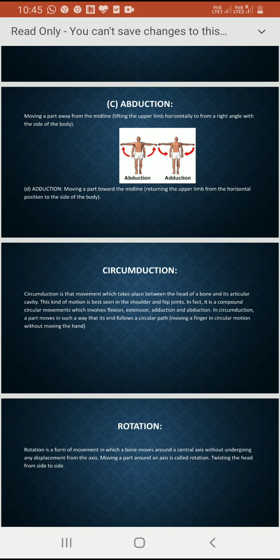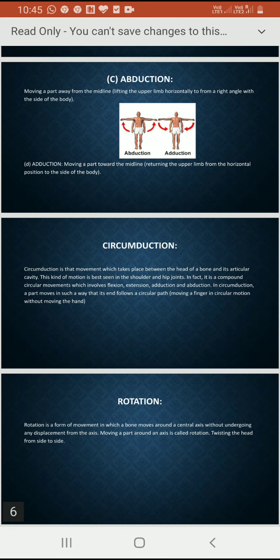Now we have to talk about rotation. Rotation is a form of movement in which a bone moves around a central axis without undergoing any displacement from the axis. So moving a part around an axis is called rotation. The part moving on its own axis is called rotation, for example twisting the head from side to side.